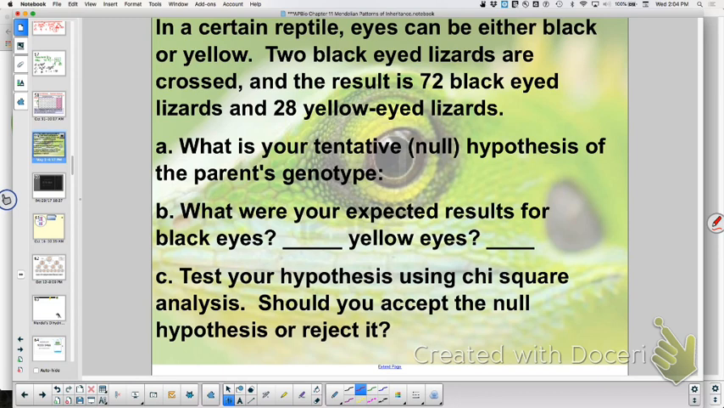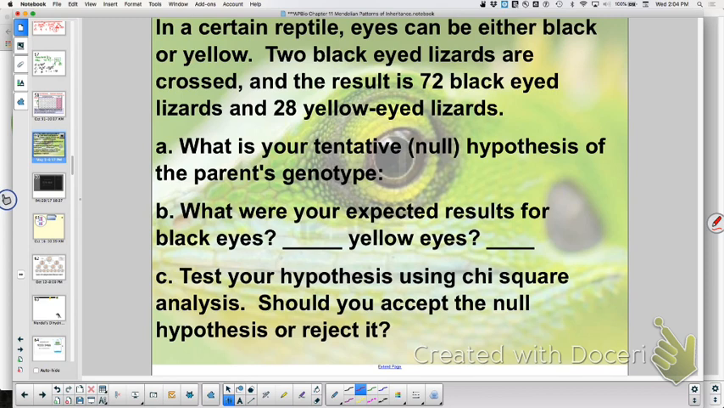Lizards. Tell me about it. Give me a description of these two lizards. So black eye lizards. They're having sex. They have children. Curious, how many children do they have? I made it easy for you. Do not expect that on the AP exam. Okay? They have 100 children.